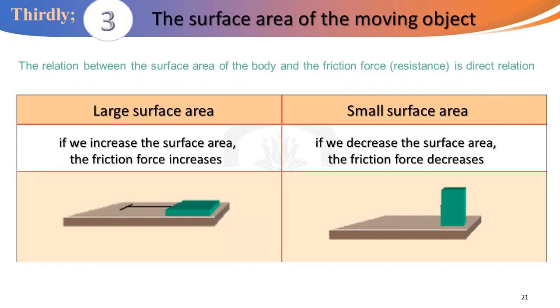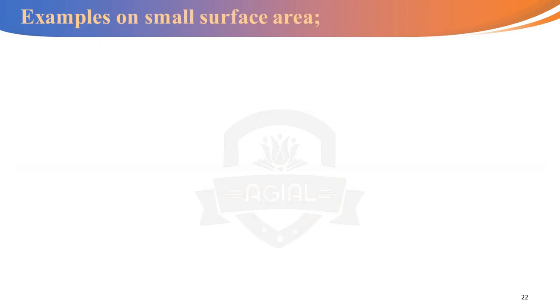The third effect is the surface area of the moving object. The relation between the surface area of the body and the friction force is a direct relation. In the case of a large surface area, if we increase the surface area, the friction force increases. But in the case of a small surface area, if we decrease the surface area, the friction force decreases. What does that mean? I cannot understand. Let's see some examples. Firstly, examples on a small surface area.